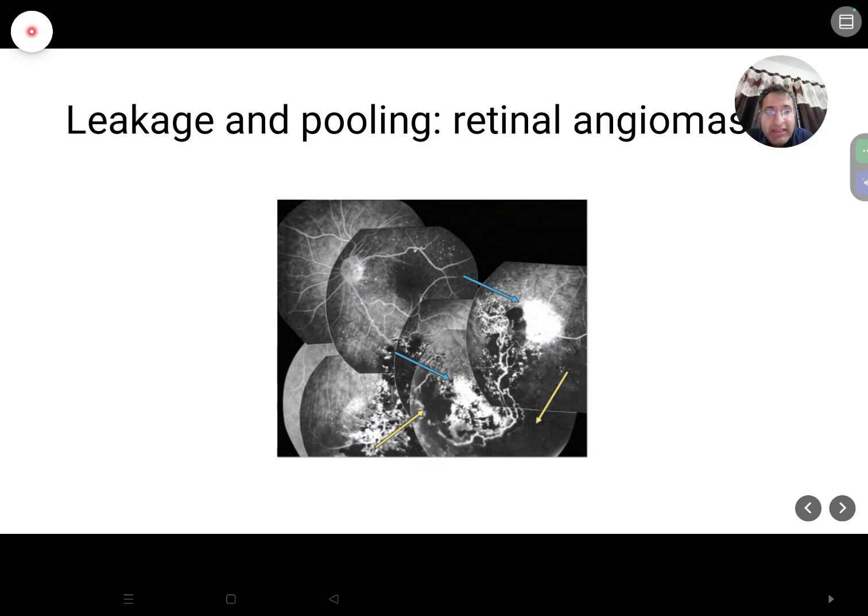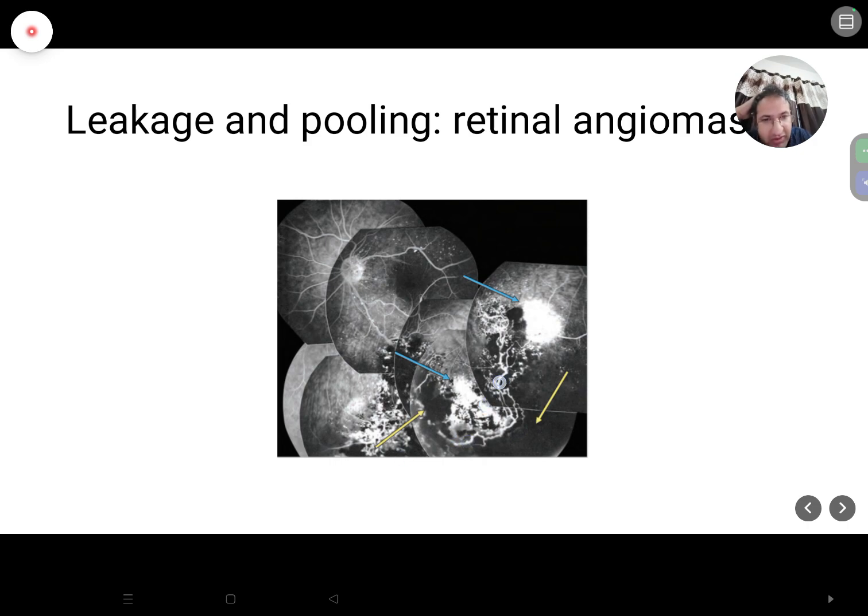Whenever there is a leakage, if there is an SRF, there will be pooling also. And this pooling will appear as hyperfluorescence. And wherever the blood is not reaching, it will be hypofluorescent. So this is an example of retinal angioma.